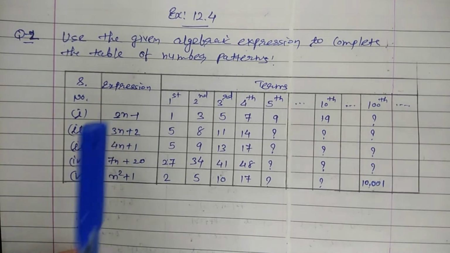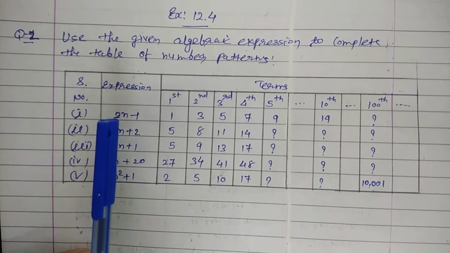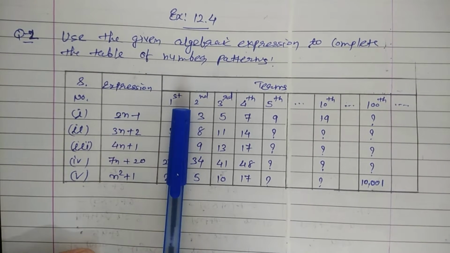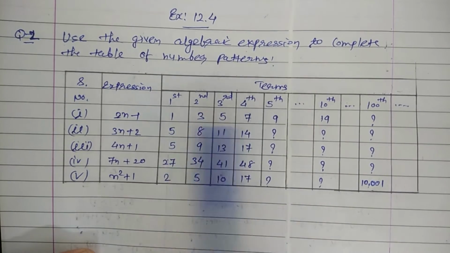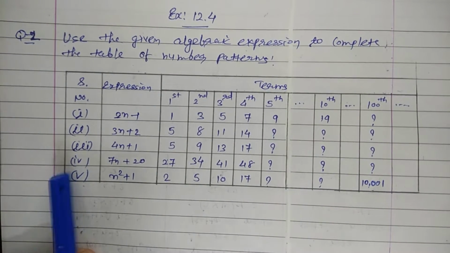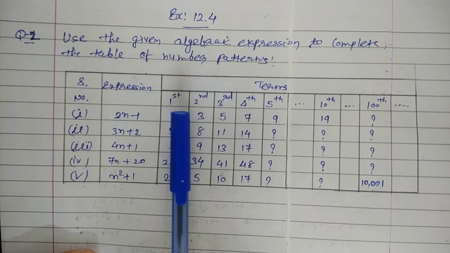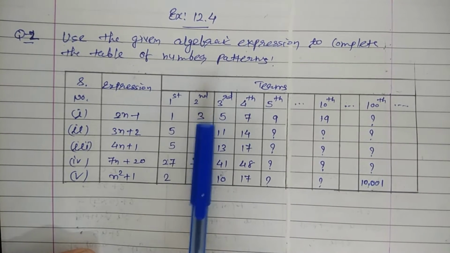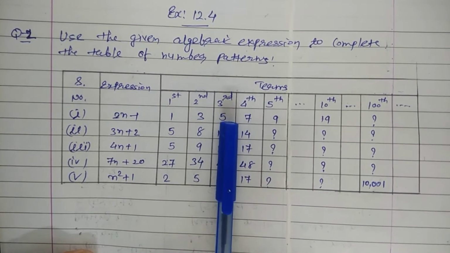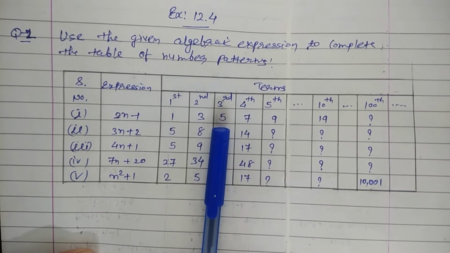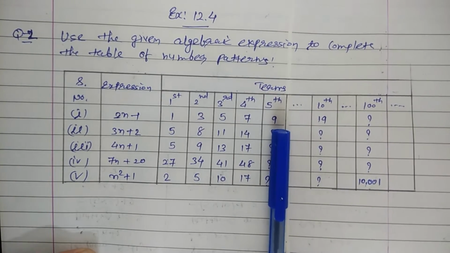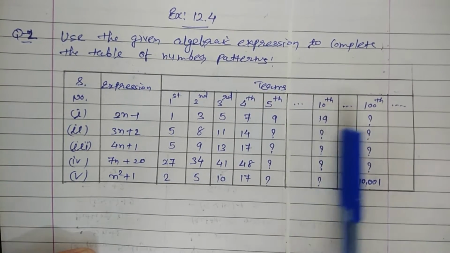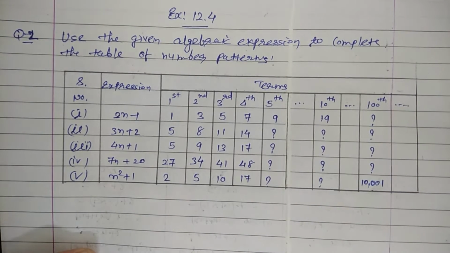Now when we take n is equal to 1 and find the value of this expression, we get the first term. When we take n is equal to 2 and find the value of this expression, we get the second term. This way this table is written. So for 2n minus 1, the first term is 1, the second term is 3, and the third term, that is n is equal to 3, we get 5. For this expression 2n minus 1, the fourth is 7, the fifth is 9, the 10th is 19 and the 100th we have to find.